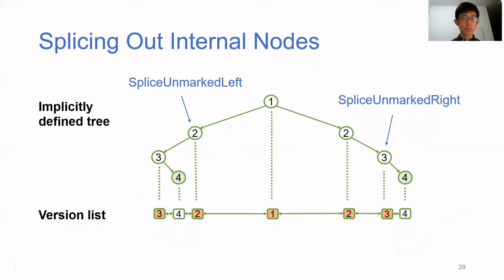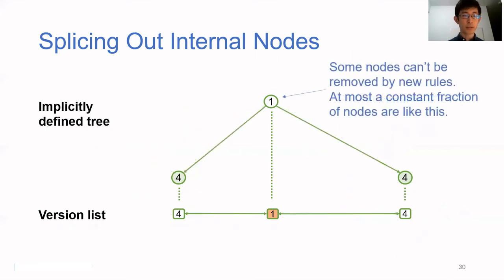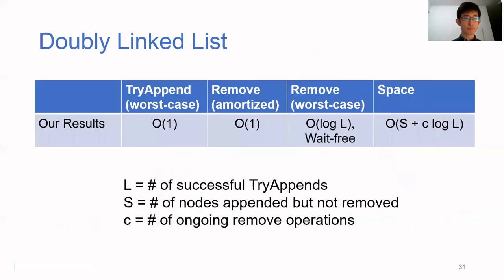So let's go back to the example from before. If we apply these two new operations recursively to get rid of internal nodes, we'll eventually be left with a tree that looks like this. Note that some of the nodes can't be removed using the new rules, but we can show that there's at most a constant fraction of nodes like this. And this is what ensures that we get reasonable space bounds.